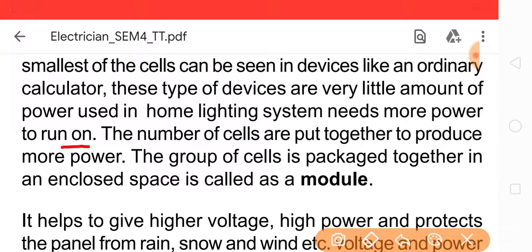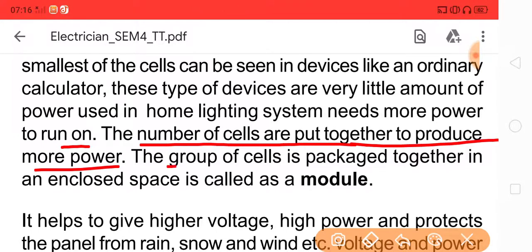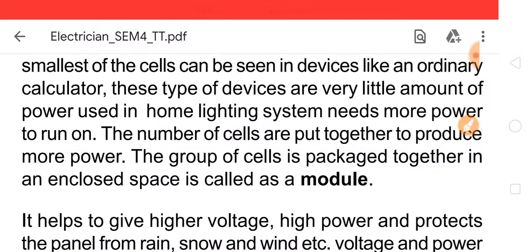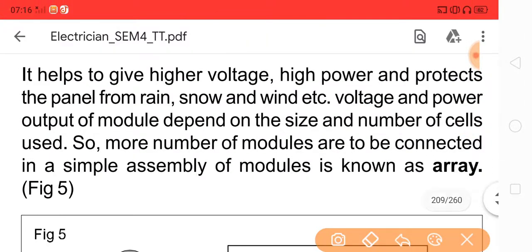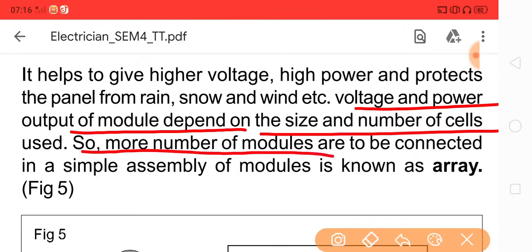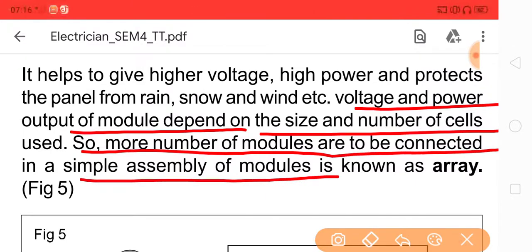to run on. A number of cells are put together to produce more power. The group of cells packaged together in an enclosed space is called a module. It helps to give higher voltage, higher power, and protects the panel from rain, snow, and wind, etc. Voltage and power output of modules depend on the size and number of cells used. So more number of modules are to be connected in a system. An assembly of modules is known as an array.